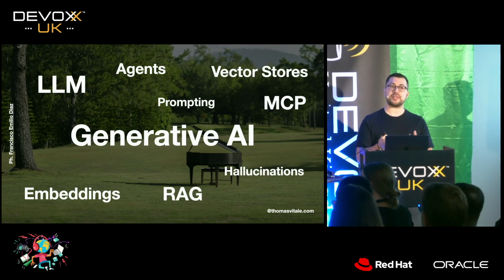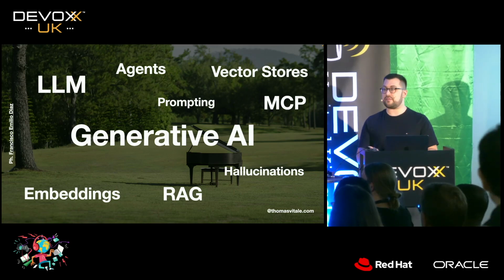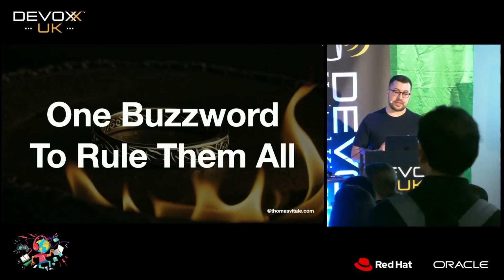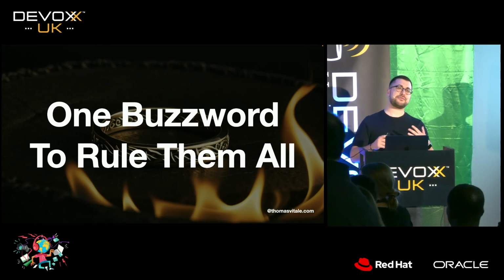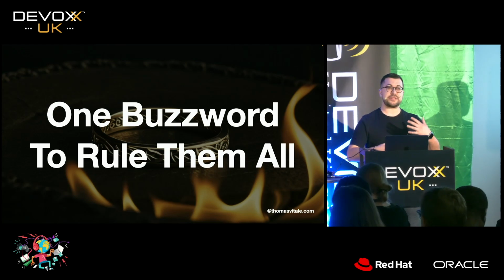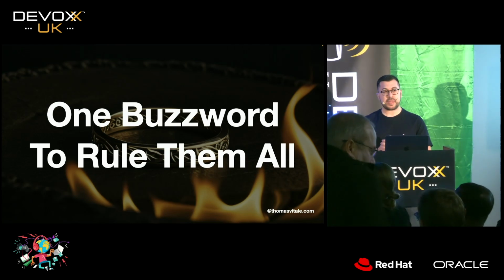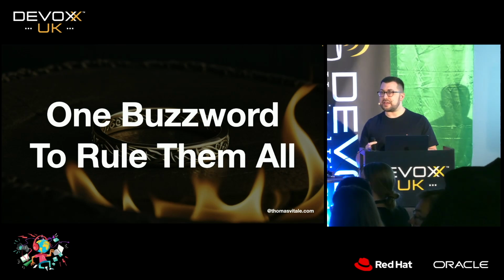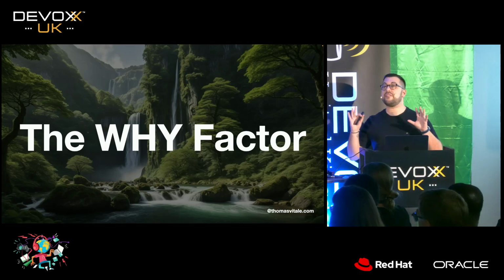We have a limited amount of time as software engineers. So where do we put our effort? That's where I started thinking, I would really like to have one buzzword to rule them all. Some kind of strategy that I could use to help making a decision. Does a certain hype technology make sense for me? Is it useful? Is it valuable? So I started thinking, and I got to something. So I'd like to share with you the why factor.